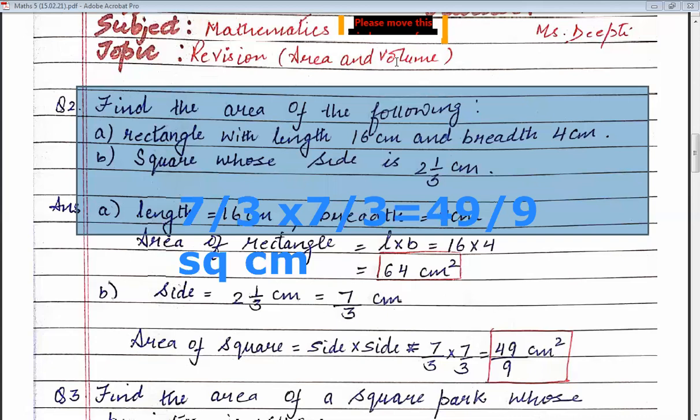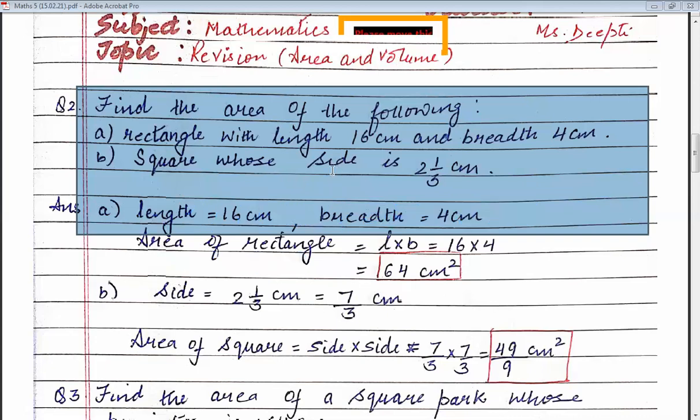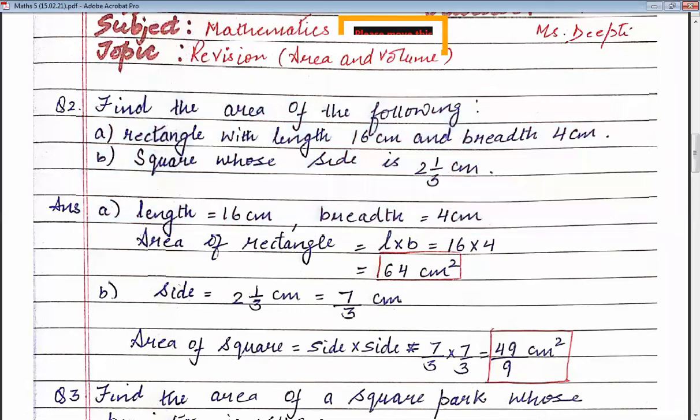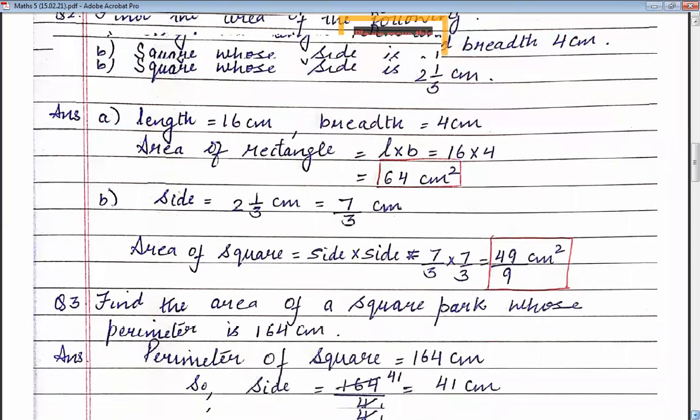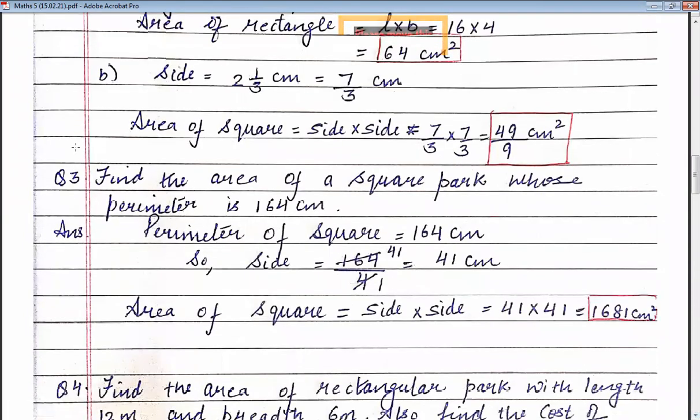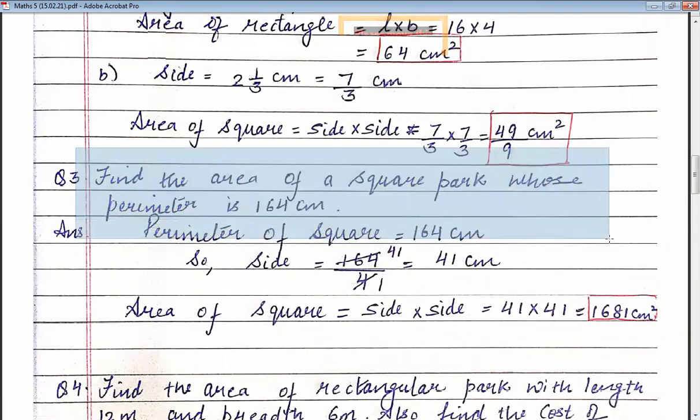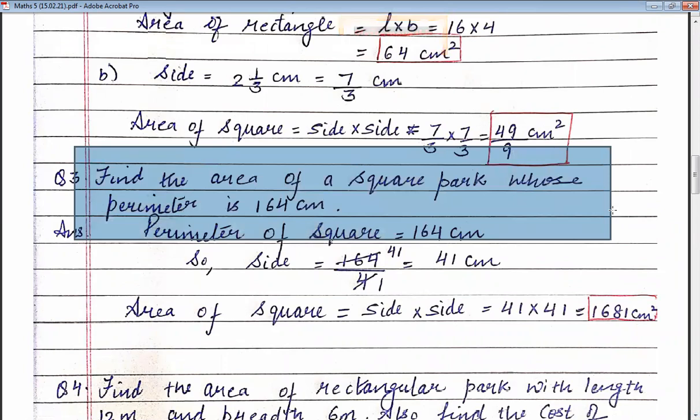Okay, children. I hope you are clear with question number 2. You just have to learn the formula, and rest is very easy. Now let's move on to question number 3. Now here, find the area of square park whose perimeter is 164 centimeter.